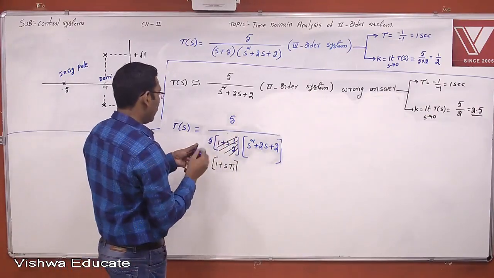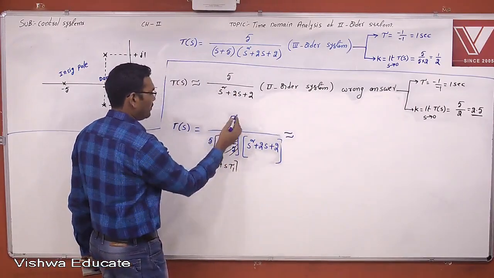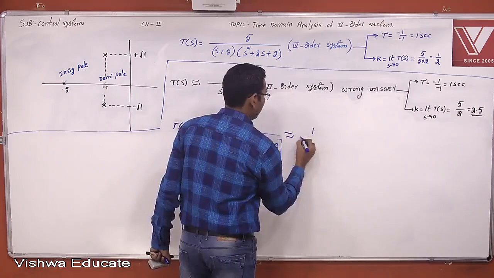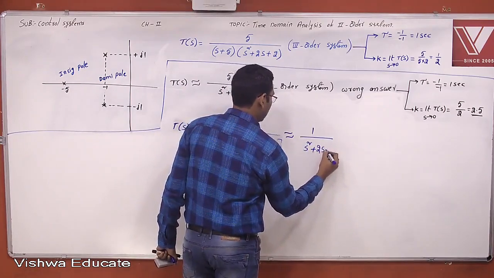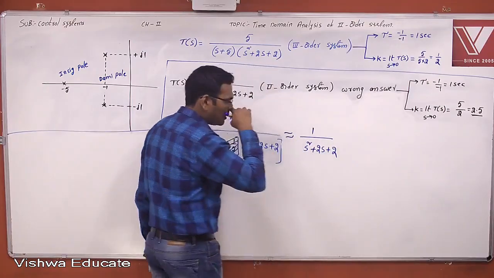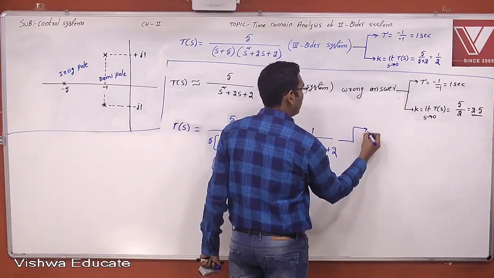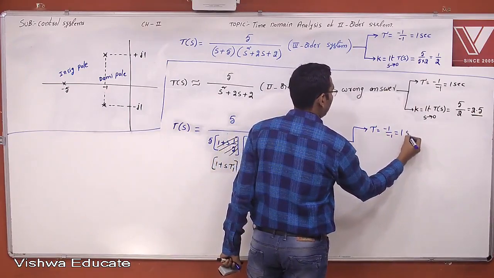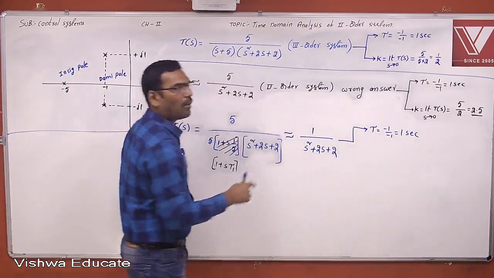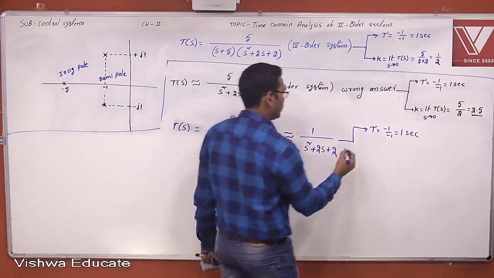Then see here, what is the approximated transfer function now? Now in the approximated transfer function, this 5 is also cancelled. Now it is nothing but 1 divided by s square plus 2s plus 2. Now see here, this is the second order system. The original time constant is the same, minus 1 by minus 1 second, because we did not disturb the dominant pole. If you do not disturb the dominant pole, the time constant will never change.